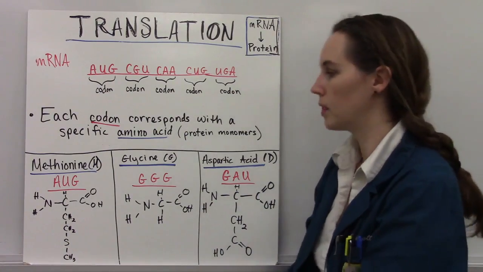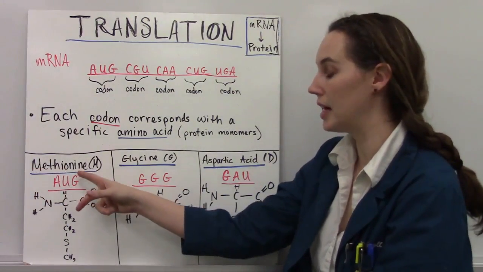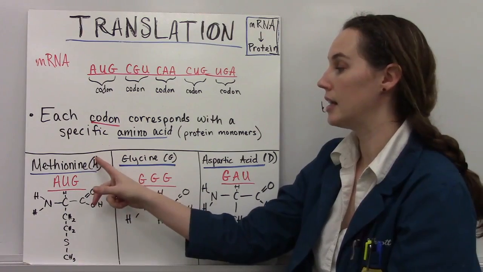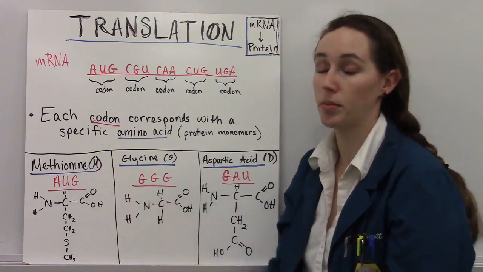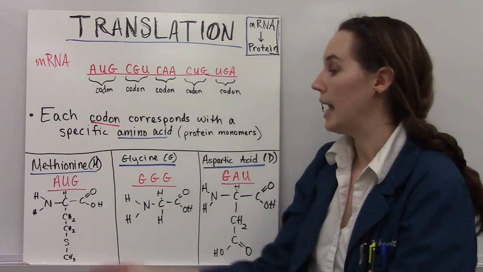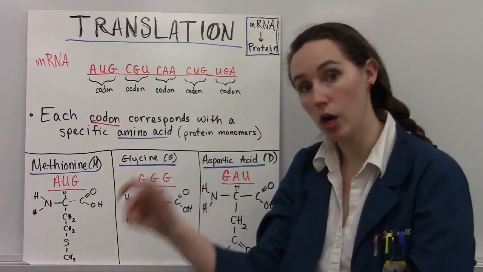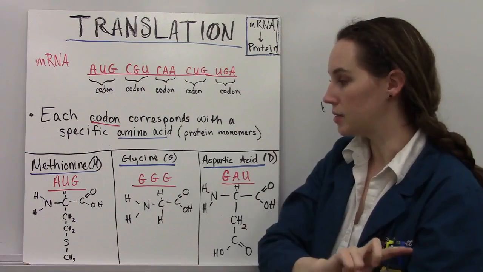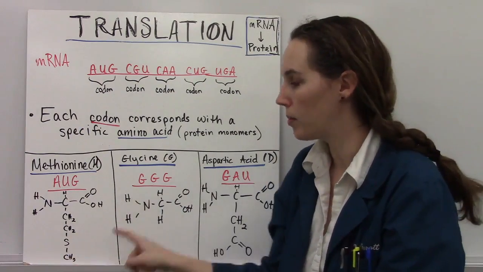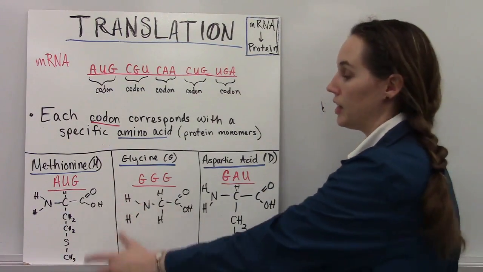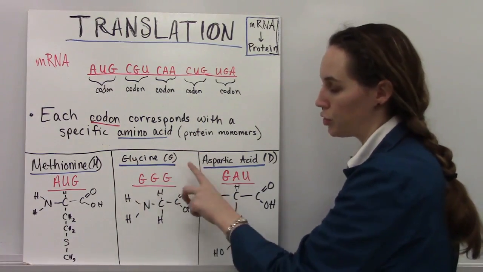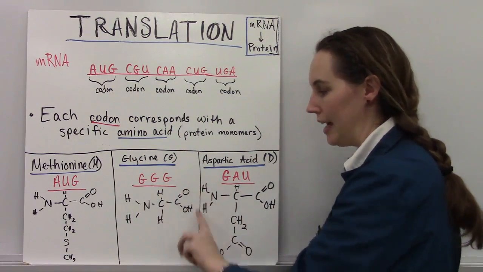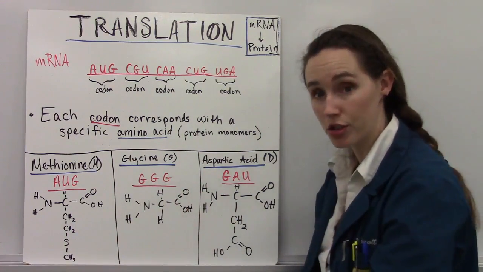For example, here I have methionine. Methionine can be notated by just the letter M, and AUG is the codon that corresponds with methionine. So this is chemically what methionine looks like. Then you have glycine, right? Letter G, its codon, GGG, and that's its amino acid structure.